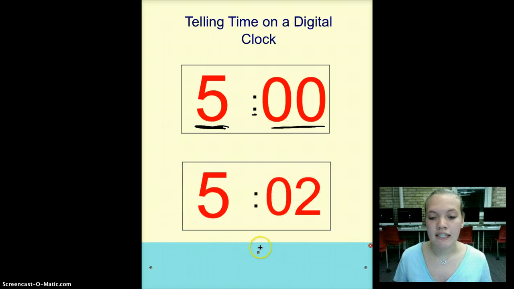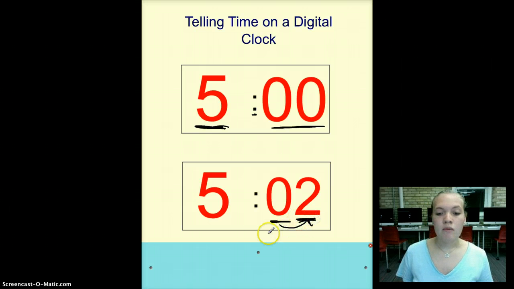In this picture, we can see that the first number over here in the minutes is a 0. So when we see this, we have to look over here at this number to determine what the minute is. So we see a 2. So we know that the time is 5:02, or 2 minutes later than 5 o'clock.